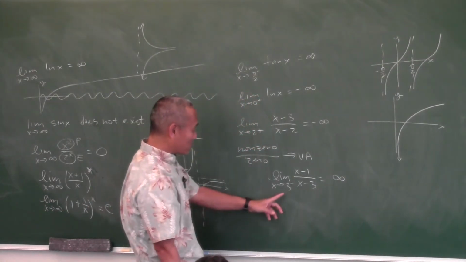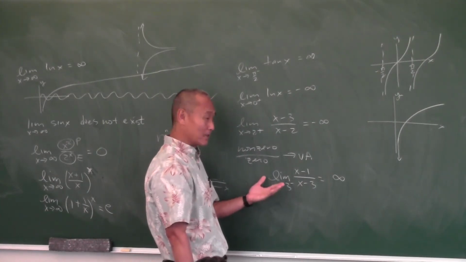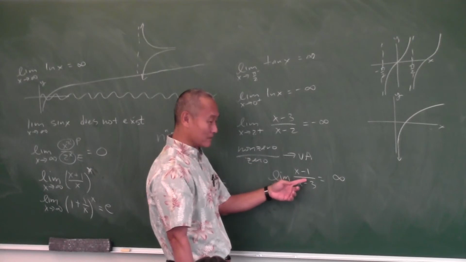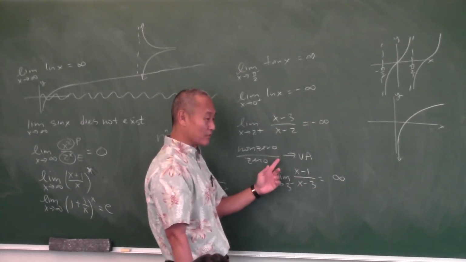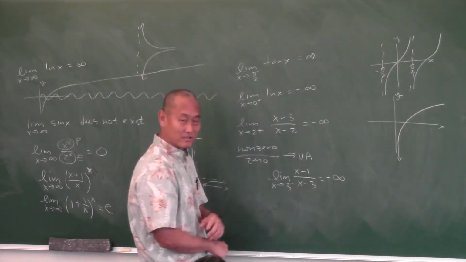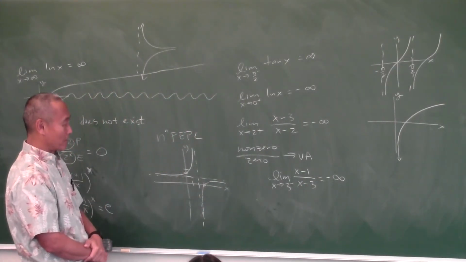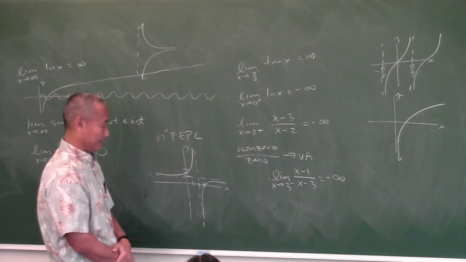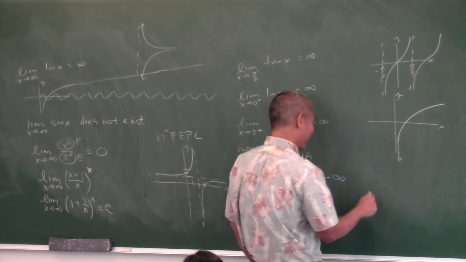All you gotta do now is plug in a number very close to 3 on the left, like 2.999. What's 2.999 minus 1? Positive. 2.999 minus 3 is negative. Positive over negative is negative, and there's your answer. Now, if you don't believe me, just go ahead and draw the graph. Of course, you can apply the same principle to trig functions, yes?